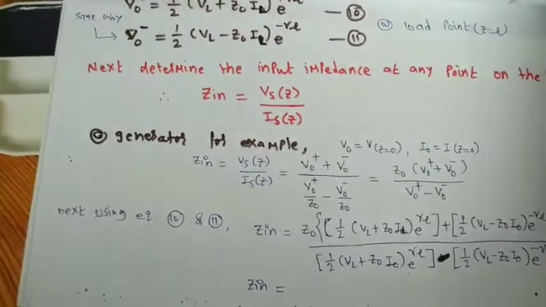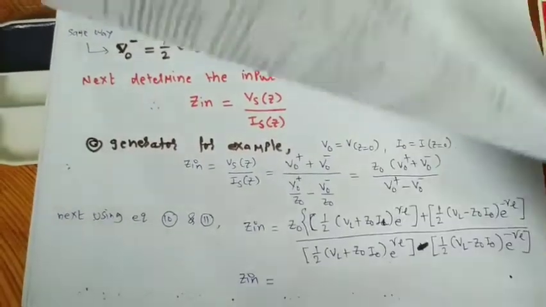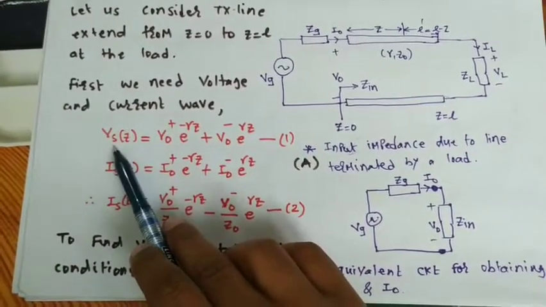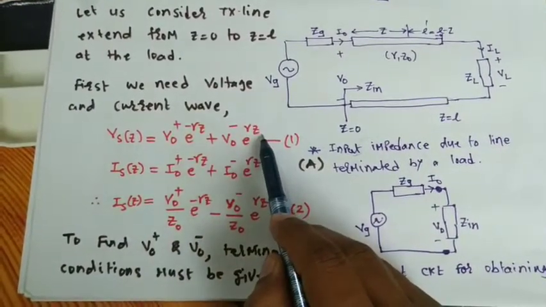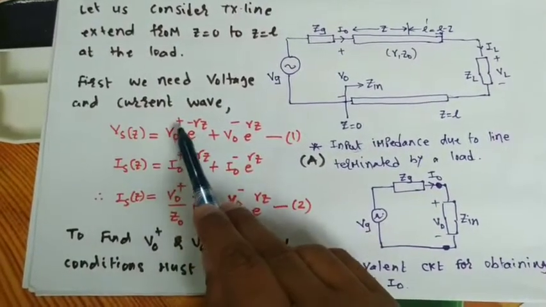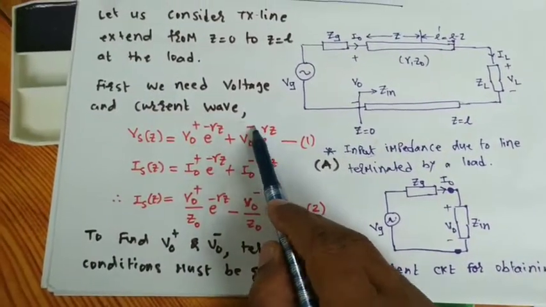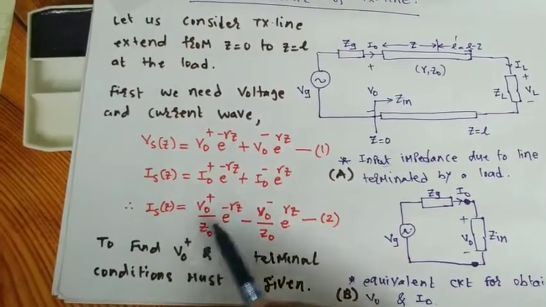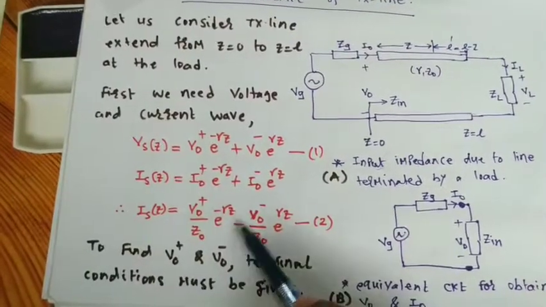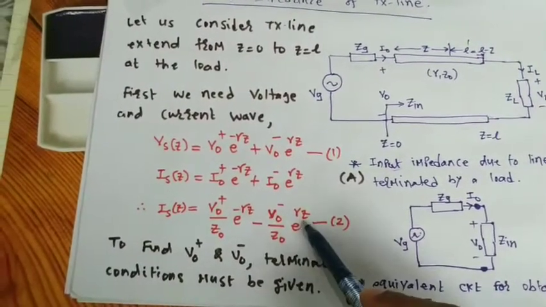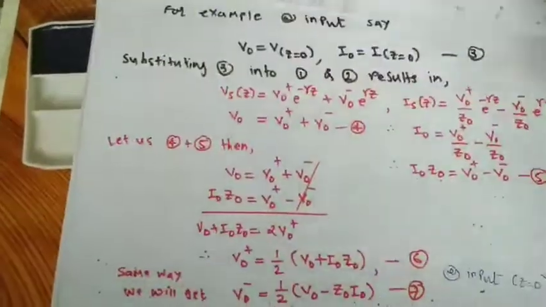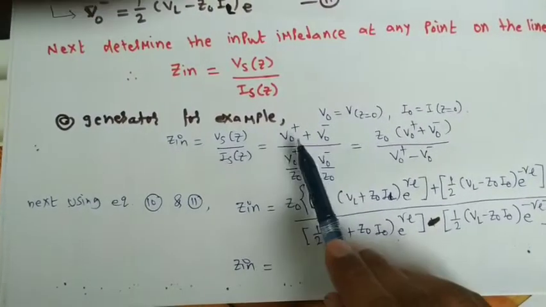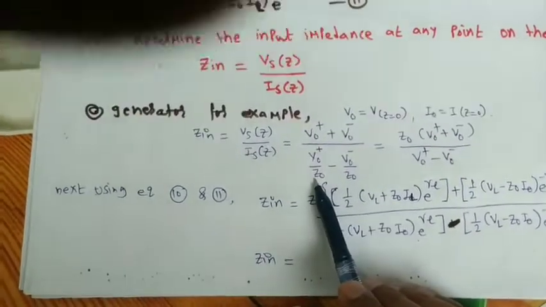Otherwise, let me once again go back to the original equations so that there will be no problem. For this Vs of Z, I put Z equal to 0. Here also Z equal to 0. So we are getting V0 plus V0 minus. Same way for current, I am getting I0 equal to V0 plus by Z0, this term will become 1, and minus V0 minus by Z0 into 1. So this way we are getting it at the generator side. Now the input impedance is nothing but this. So let me simplify these expressions.